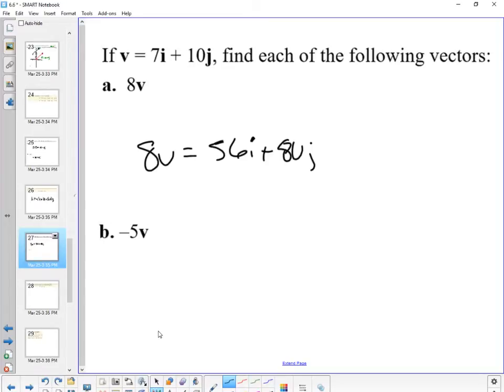What's going to be negative 5V? Or negative 5 times the vector? Can you simplify? Negative 35I, is it? Yeah, minus 50J. Wait, what? Why is this so easy?